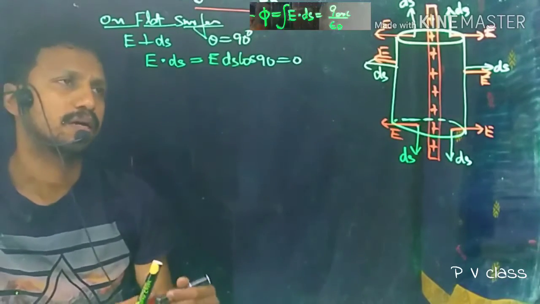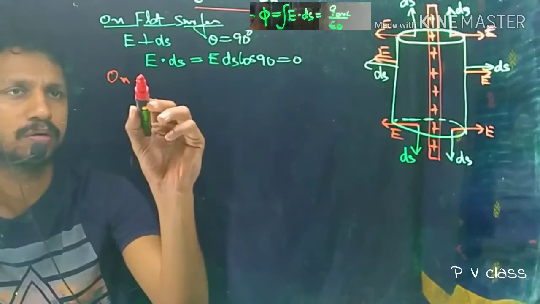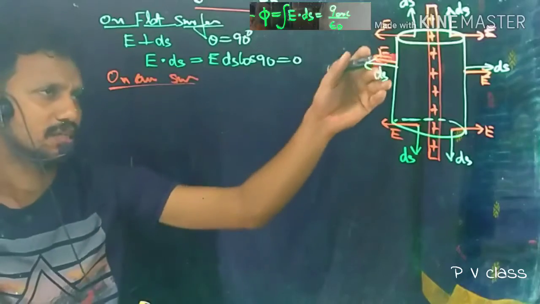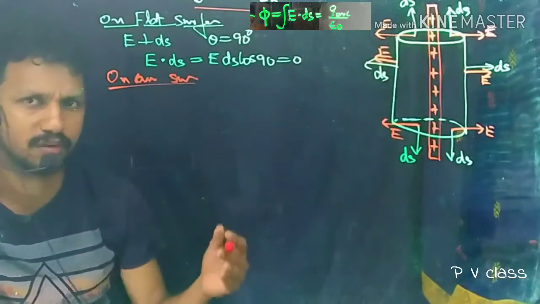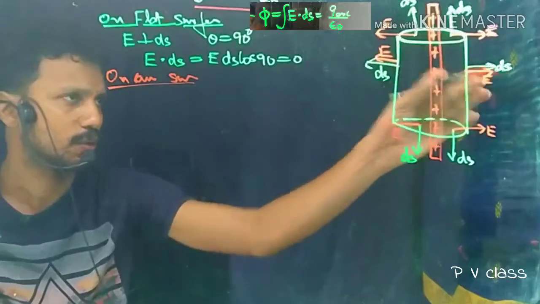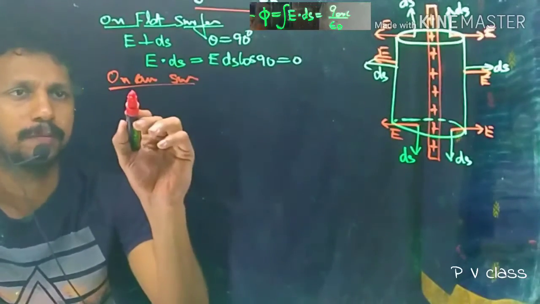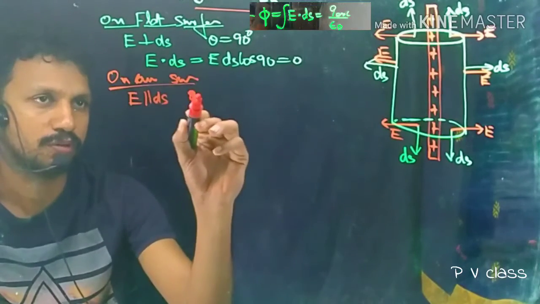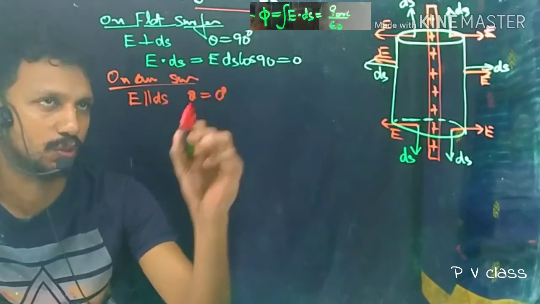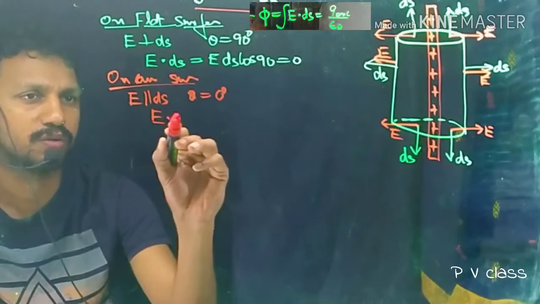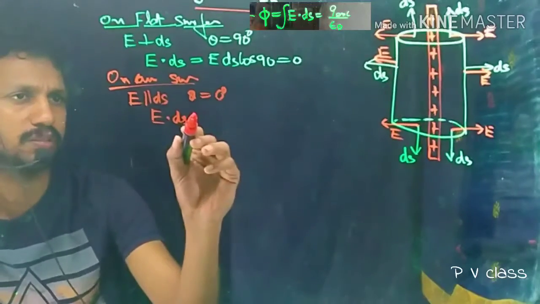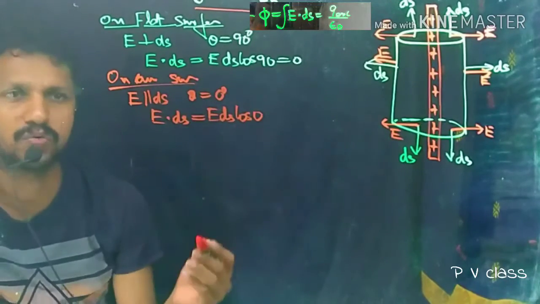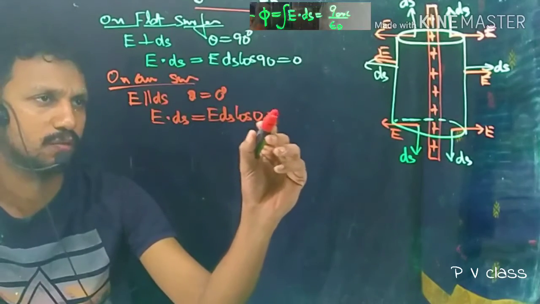Then let me write on curved surface. We are analyzing the direction of electric field intensity and area vector on the curved surface. On the curved surface, you can clearly see the electric field intensity is parallel to the area vector. Therefore, the angle in this case will be 0 degrees. Then the value of E dot ds on the curved surface will become E ds cos 0. Since the value of cos 0 is 1, it will become E ds.